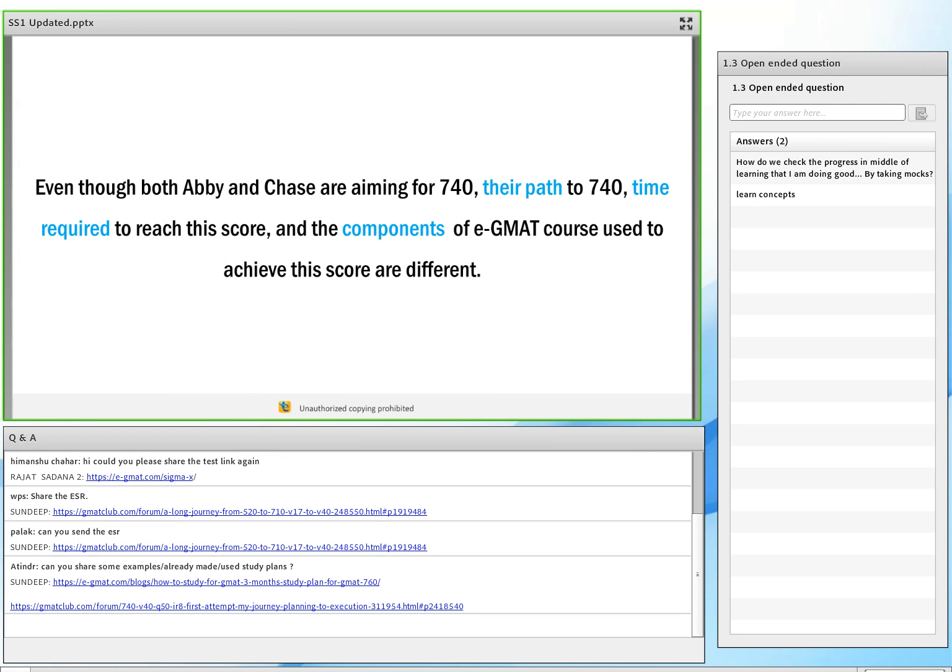So even though both Abby and Chase are aiming for that score of 740, how they get to that score, where they spend that time, and what component of learning they're going to use to achieve that score, it's very, very different. And that's something you need to get out of your study plan. Now, Mayank's asking how many hours we assume. We assume people would spend about 20 hours per week, which means about 8 hours on the weekend and about 12 hours during the 5 days of the week.